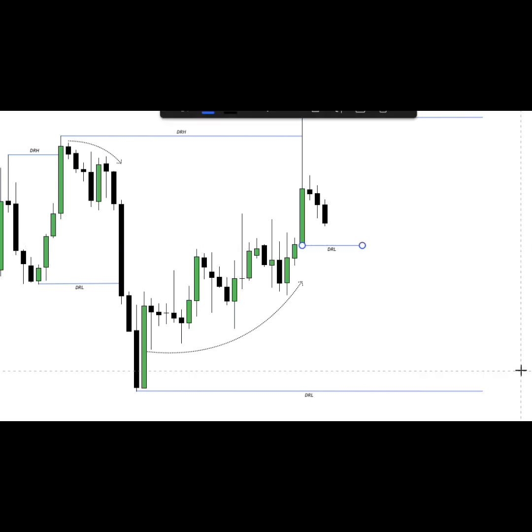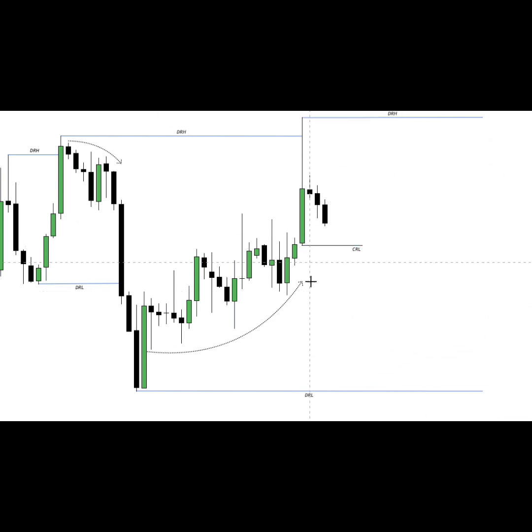As you can see, this is our CRT low, and this is our CRT high, right? And this is the candlestick that was responsible for taking out all the buy side liquidity resting above here, and also the dealing range high, creating a new dealing range from this high and this low.